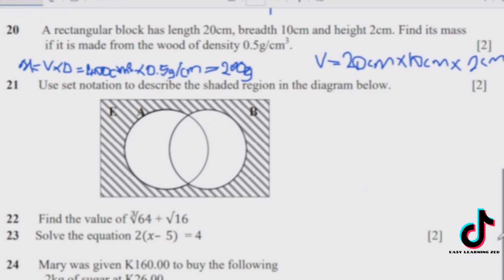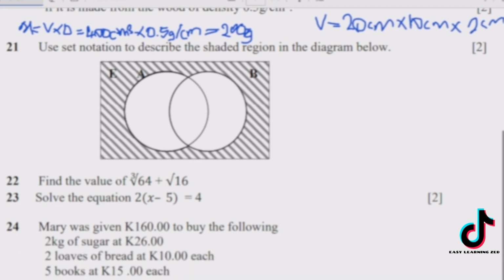Okay, we come to question number 21, which is: use the set notation to describe the shaded region in the diagram below. So we have the shaded region, and you can see that these members of set A and set B are not shaded. None of the members of set A and B are included in the shaded area.